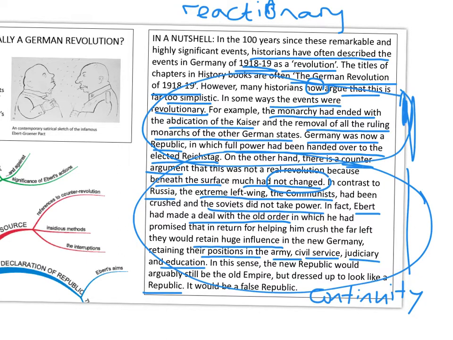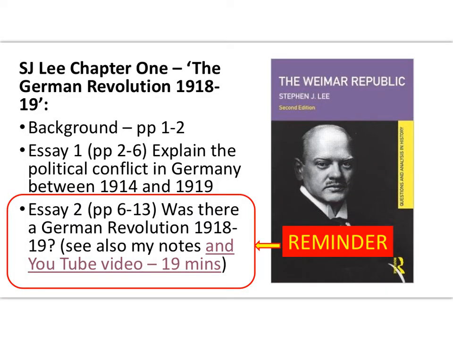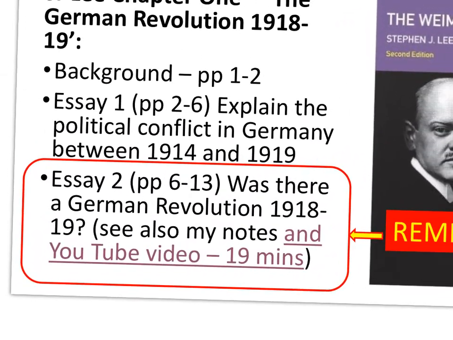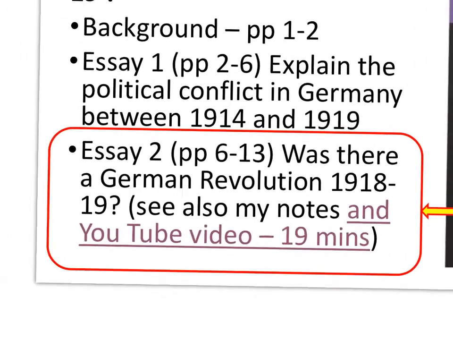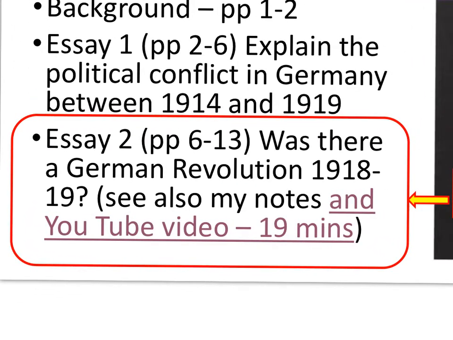Okay, so moving on. In a sense, the notes do that. This is a great opportunity, though, to refer you to this hugely important essay, the second essay in the first chapter of Stephen Lee's book, The Weimar Republic. Now, that second essay is called Was There a German Revolution, 1918 to 1919? And he works his way chronologically. He starts actually with the October Reform, Prince Max and the October Reform movement.